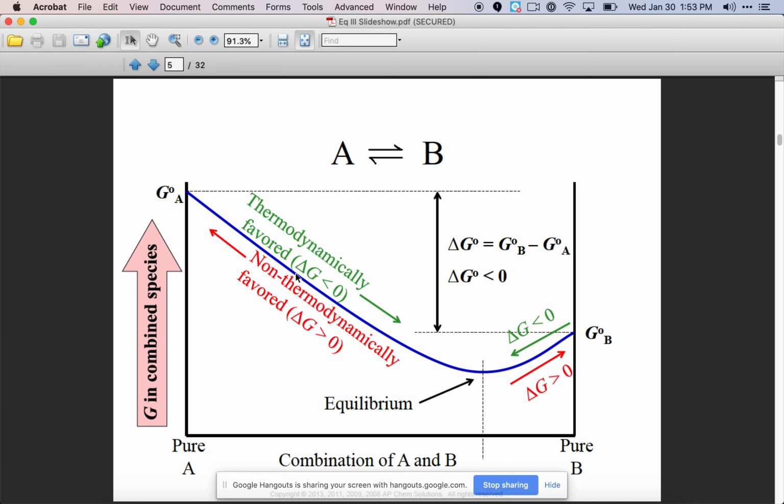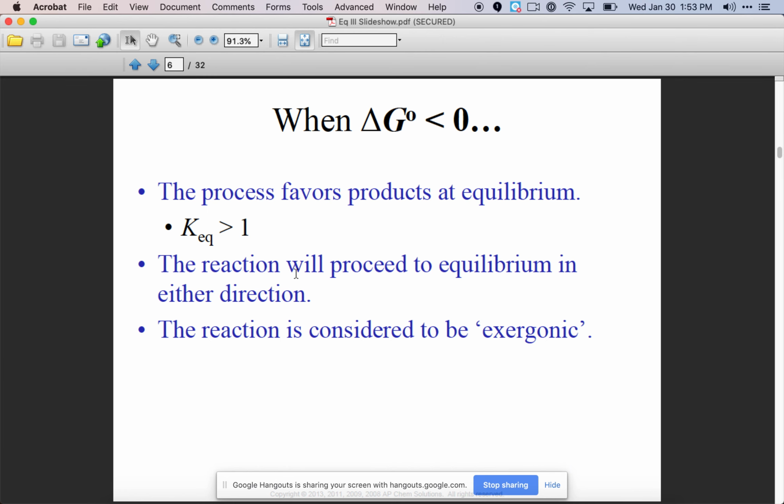You could have it coming from either direction. They could ask you going from left to right or right to left, depending on what's going on. I think this is an important slide, so if you want to go back and highlight this, notice that when KEQ is greater than 1, what does that mean? Products are favored? Yes. So notice that delta G is negative and KEQ is greater than 1.